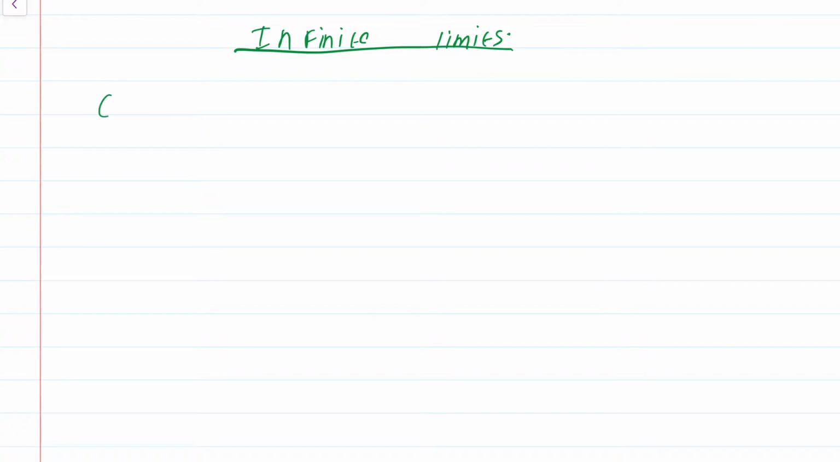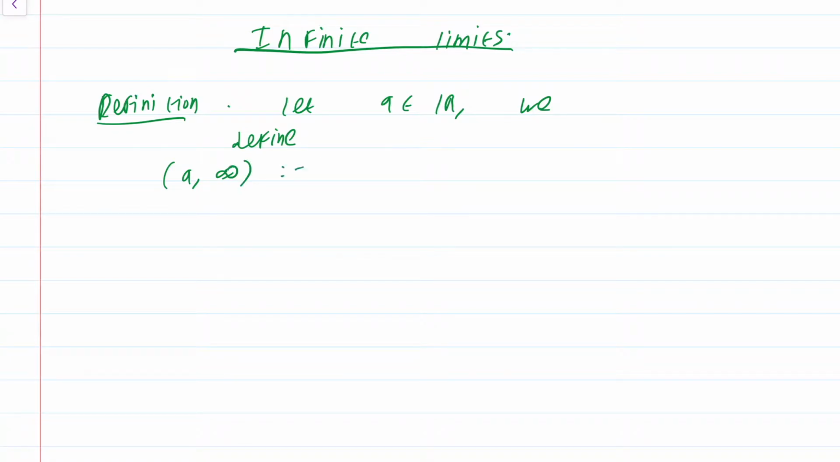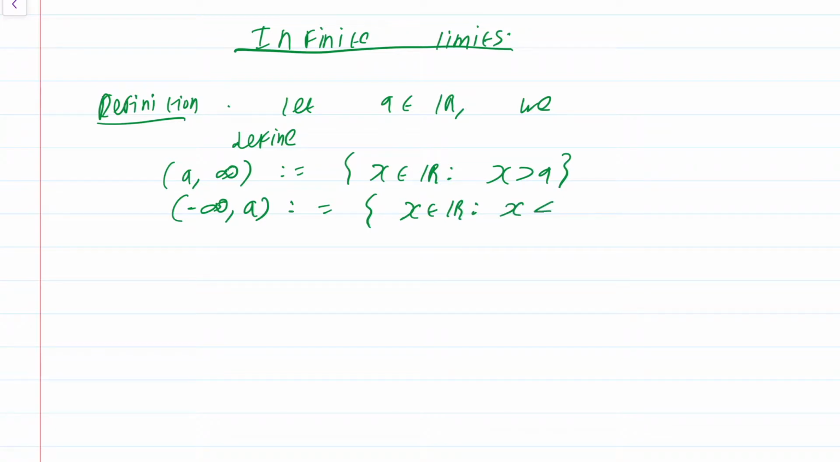Consider, so let's make a definition. Let a be a real number. We define open A infinity to be the set of all x in R such that x is greater than A. Then we define the interval minus infinity A to be, by definition, equal to x in R such that x is less than A.